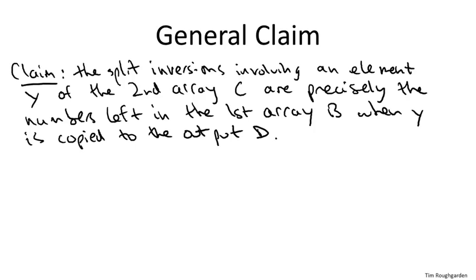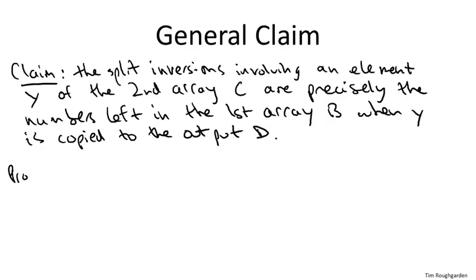The 3 and the 5 were exactly the elements remaining in B when we copied over 2. The split inversions involving 4 is exactly the inversion 5, 4, and 5 is exactly the element that was remaining in B when we copied over the 4. There are no split inversions involving 6, and indeed B was empty when we copied the 6 over into the output array D. So what's the general argument?